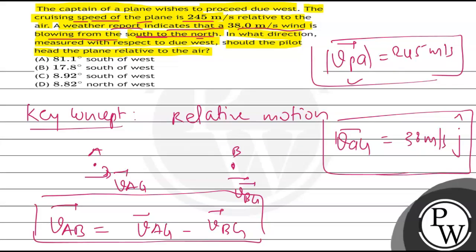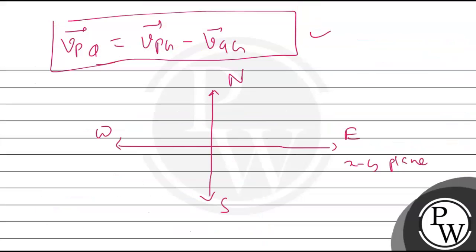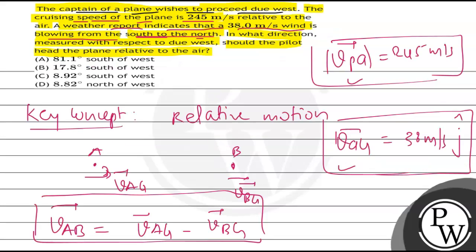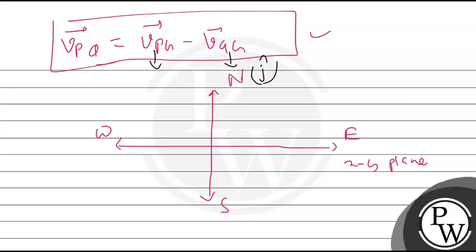This is the velocity of air with respect to the ground. It is in the positive j cap direction. And the velocity of plane with respect to the ground is given in the question itself: the captain of the plane wishes to proceed due west. So it can be represented by minus i cap direction. Now we need to find out the direction of velocity of plane with respect to the air.